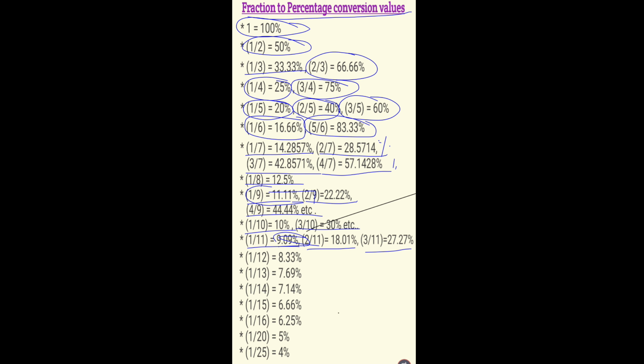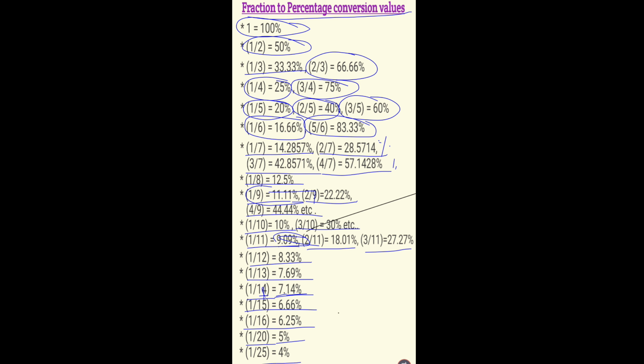So 1 by 12 is 8.33 percentage. 1 by 13 is 7.69 percentage. 1 by 14 is 7.14 percentage. Just remember like this, half of 14 is 7, so 7.14 percentage. 1 by 15 means 6.66 percentage. 1 by 16 means 6.25 percentage. 1 by 20 means 5 percentage. 1 by 25 means 4 percentage.